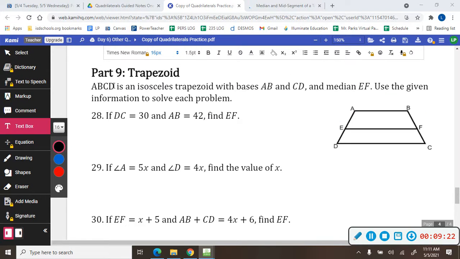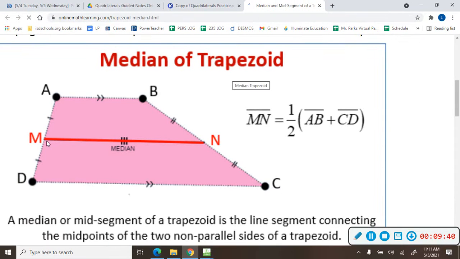So ABCD is an isosceles trapezoid. That means that this side equals this side, and it says it has these bases, and the median is EF. So what does it mean to be a median? That is not on your paper. Here's the median. The median means it goes right down the middle. So you cut this in half right down the middle, cut that in half right down the middle. Now, how do you find the length of the median? You just take the top base plus the bottom base, add them together, divide by 2. So you add that plus that, divide by 2. And that'll tell you how long the median is.